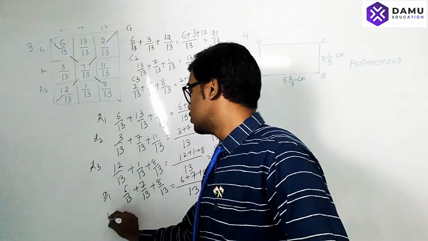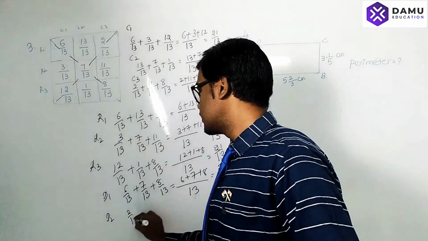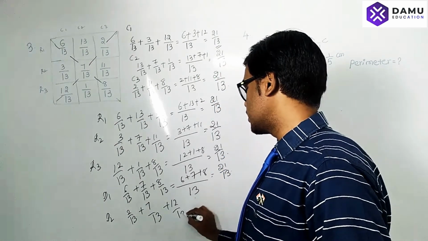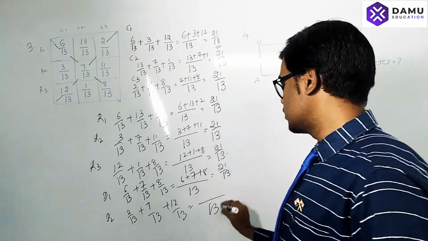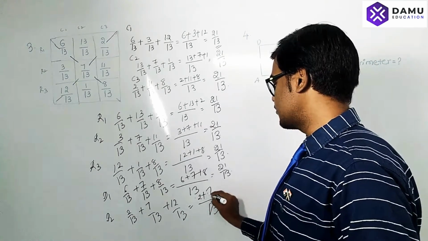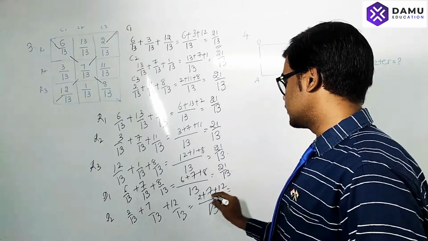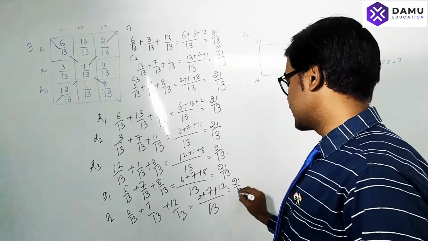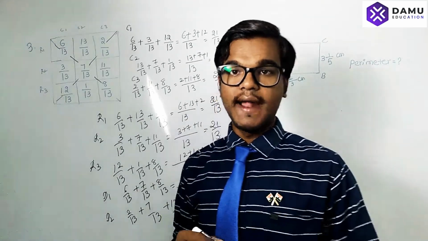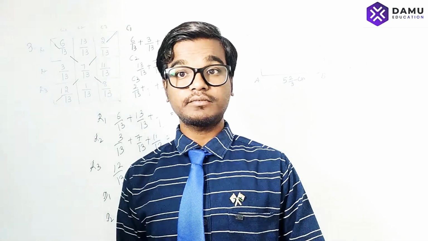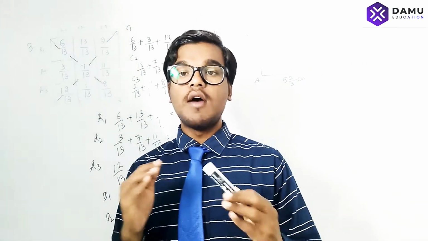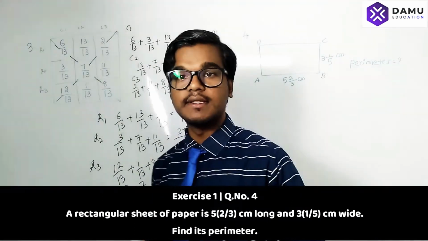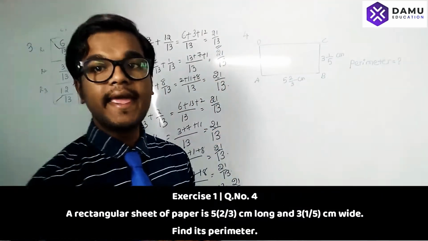Then D2, diagonal 2: 2 by 13 plus 7 by 13 plus 12 by 13. So 13 below, 2 plus 7 plus 12. 2 plus 7 is 9, 9 plus 12 is 21 by 13. So what we are getting is that if you add row wise, column wise and diagonal wise, all the values are equal to each other. That is the conclusion.